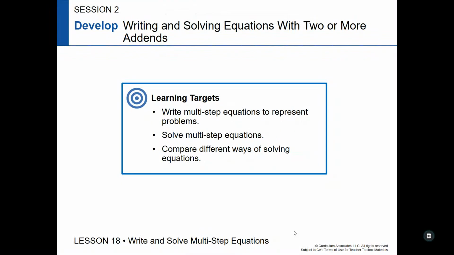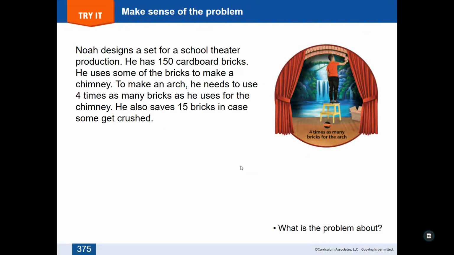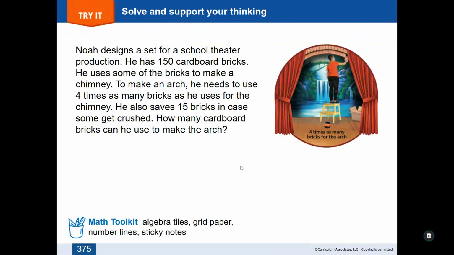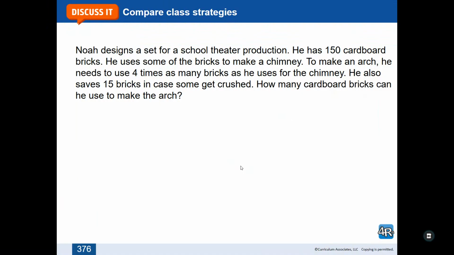All right, ladies and gentlemen, we're going to quickly go through Lesson 18, Session 2. Our writing targets are to write multi-step equations to represent problems, to solve multi-step equations, and to compare different ways of solving them. I did go through this question in both classes on Friday, and I will quickly go through it for those of you who need a refresher, or for those of you who weren't there on Friday.